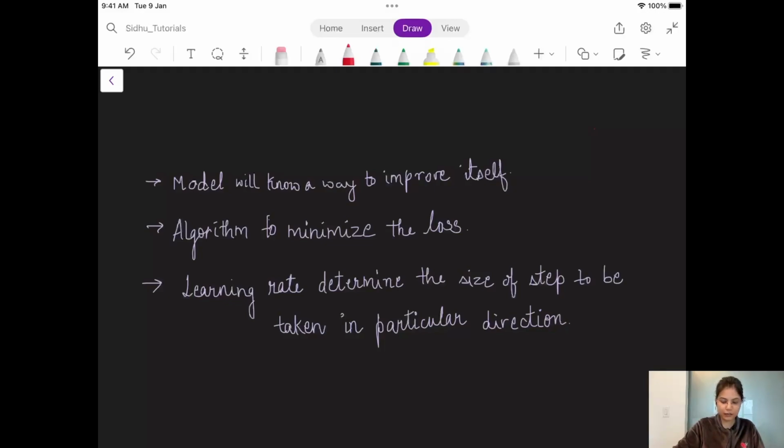So these are the three takeaways that we should keep in mind. The model will know a way to improve itself. Gradient descent is the algorithm to minimize the loss, and the learning rate determines the size of the step to be taken in a particular direction. So these are the key takeaways that we should know about how gradient descent works and what it means. Now let's quickly move to the practical implementation of gradient descent.